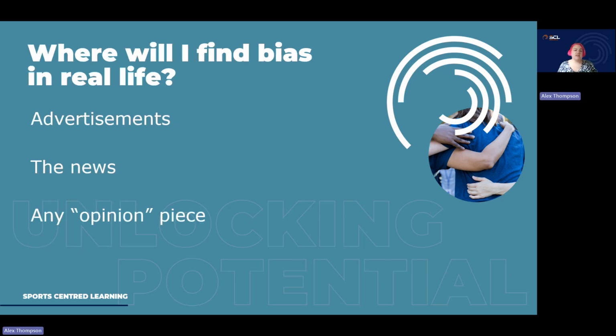So where will I find bias in real life? Advertisements? Yes. Unfortunately, the news, especially if you are getting your news from any place that involves news agencies that have a political or financial gain from looking at an event from a particular perspective. Any opinion piece, or they used to be known as editorials, where somebody would come on and say, this is my opinion. And it's simply an article expressing someone's opinion.